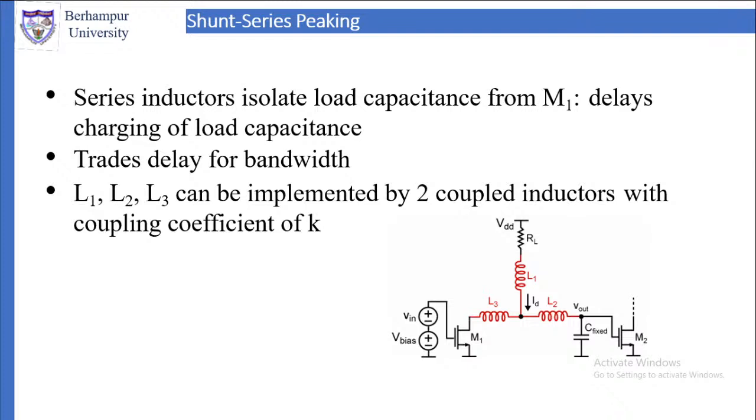So biasing is done in a manner that the Q point is at the center of the load line. So excursion will be limited to the load line. So that is how you bias the transistor, whether it is BJT or FET. The purpose is to fix the Q point at the center of the load line.